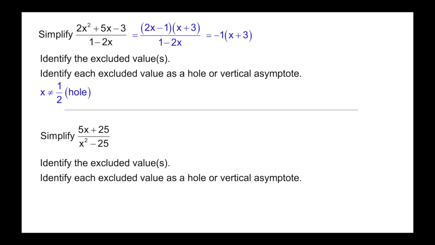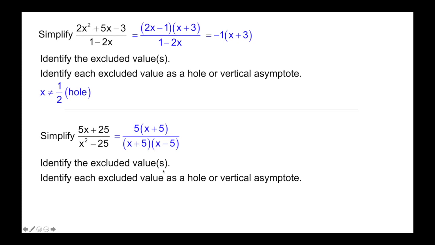So now I'll spend a couple minutes on the next problem. Now in the numerator, I can GCF a 5. I'm left with 5 times the quantity x plus 5. In the denominator, it's a difference of two squares. So that's going to be x plus 5 and x minus 5.